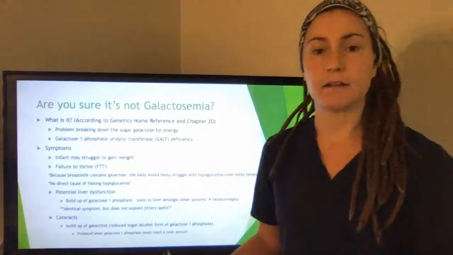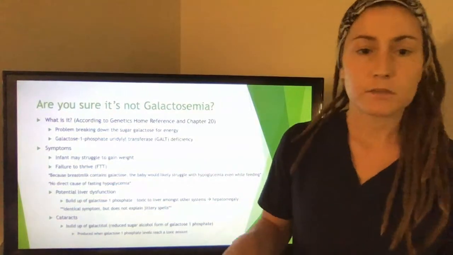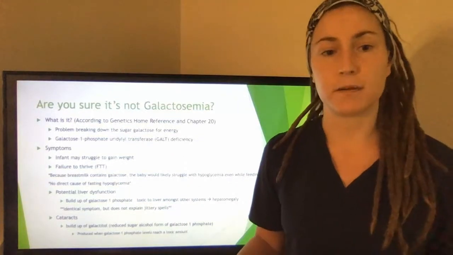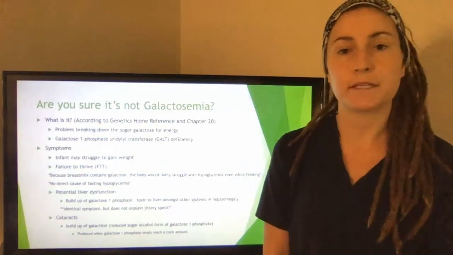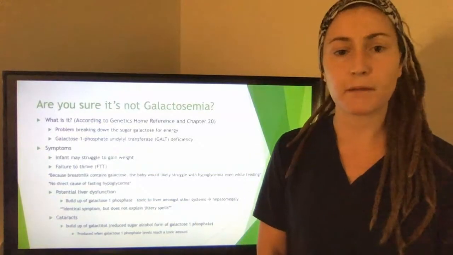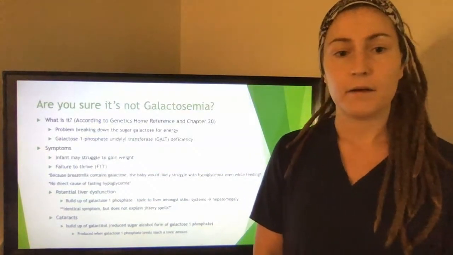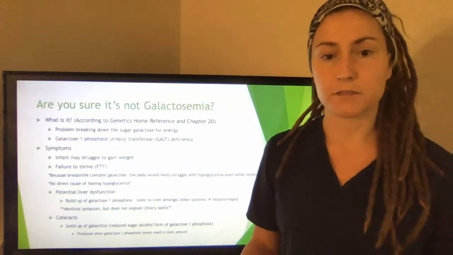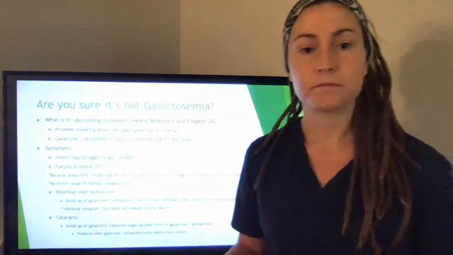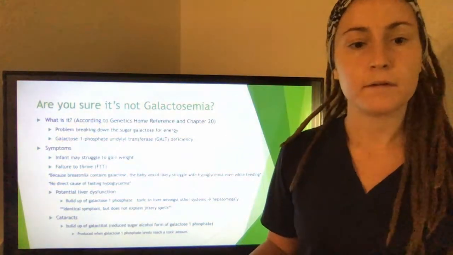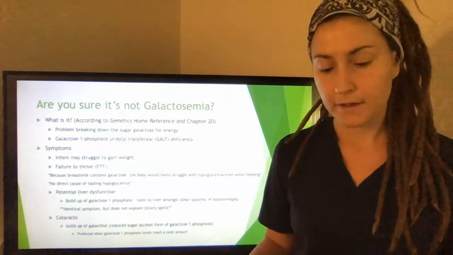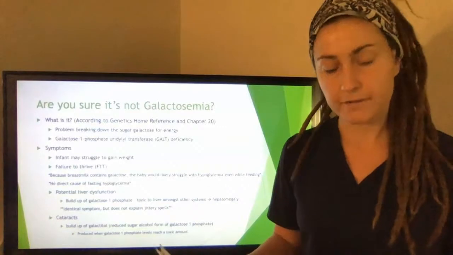Lastly, are we sure it's not galactosemia? So what do we know about galactosemia? According to, again, the Genetics Home Reference in Chapter 20, we learned that galactosemia is a problem breaking down the sugar galactose for energy. So when there's a problem breaking this down, we have an elevation of galactose-1-phosphate in the liver. So the symptoms that this baby may have are the infant may struggle to gain weight. There may be a failure to thrive.